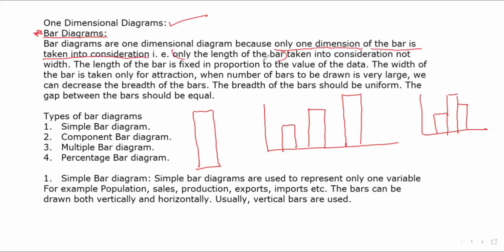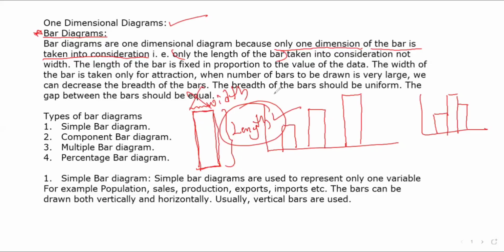That is the length of the bar. This length of the bar is taken into consideration, but not the width. We are not considering this width. We are considering only the length of the bars to represent the data, and that length is either equal to the given data or proportional to the given data. This is the first point.